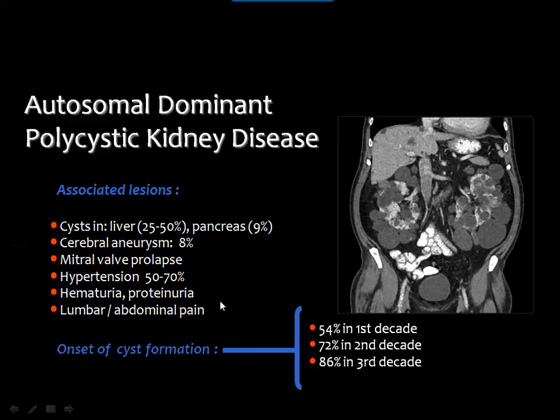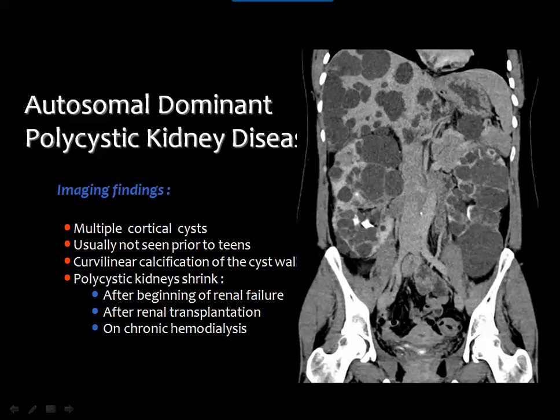These are common associations with the polycystic disease, such as cysts in the liver and in the pancreas, and also the association of cerebral aneurysms, which are the cause of many complications and hazards, also mitral valve prolapse, of course hypertension, hematuria, proteinuria, and abdominal pain.